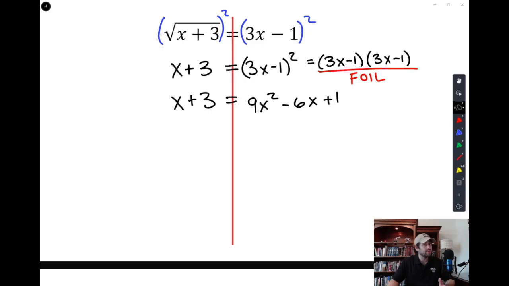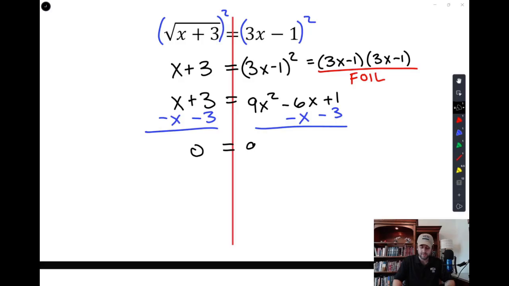Now, just like the polynomial equation, we're going to move all the terms to one side, so I'll subtract x and I'll subtract 3 from both sides. Make sure you subtract them from their proper terms, and we'll get 0 = 9x^2 - 7x - 2.